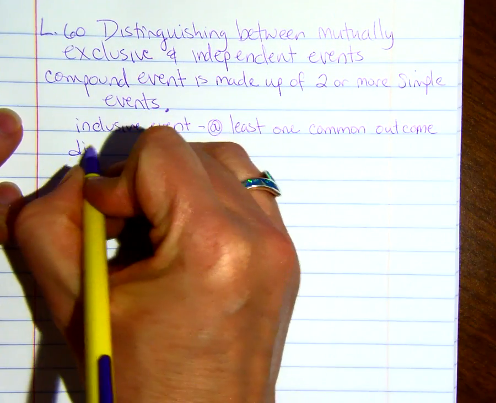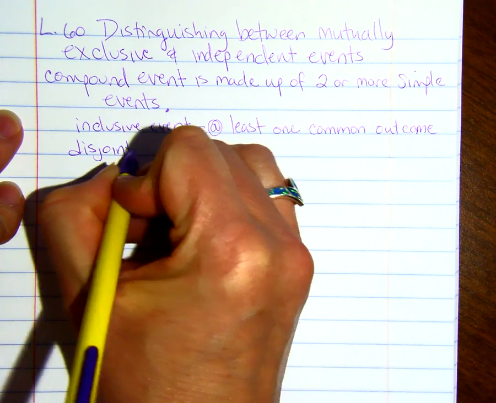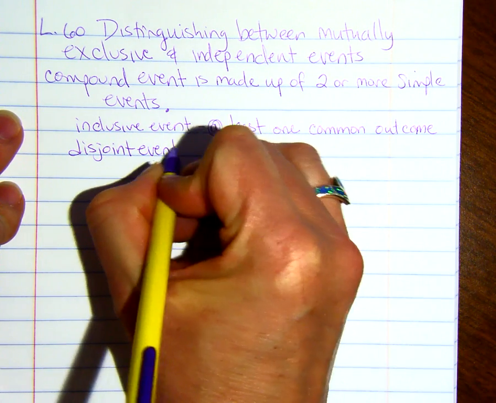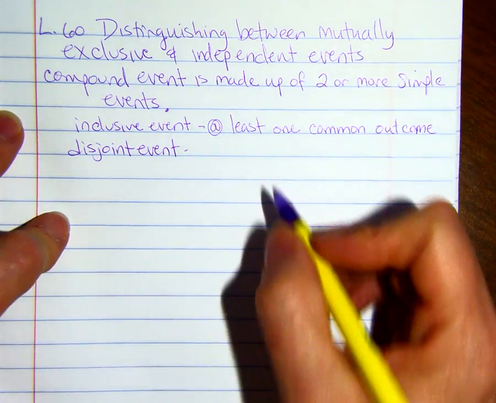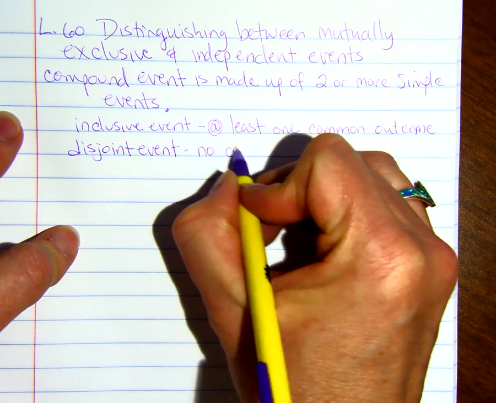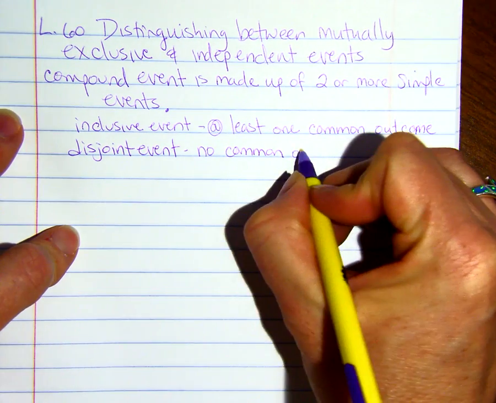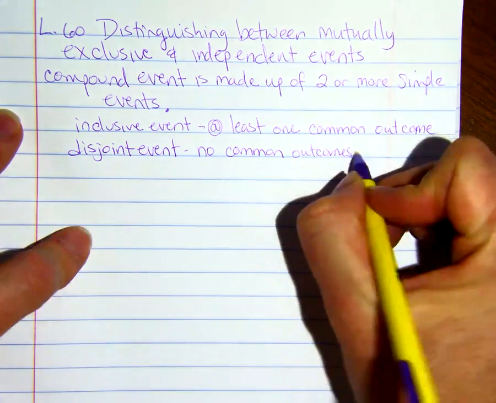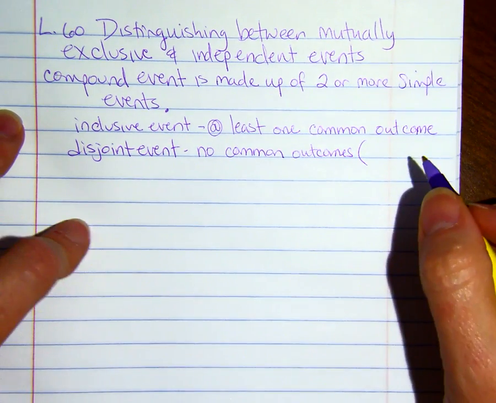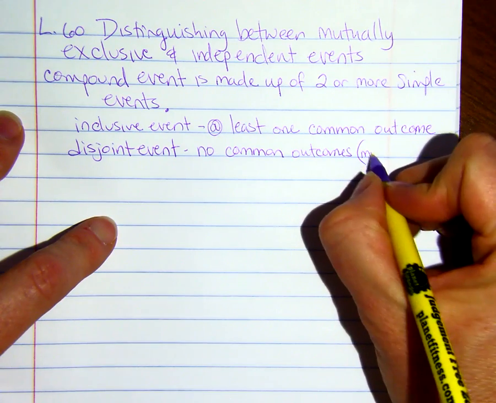A disjoint event is where there are no common outcomes. And we call that type of compound event mutually exclusive.